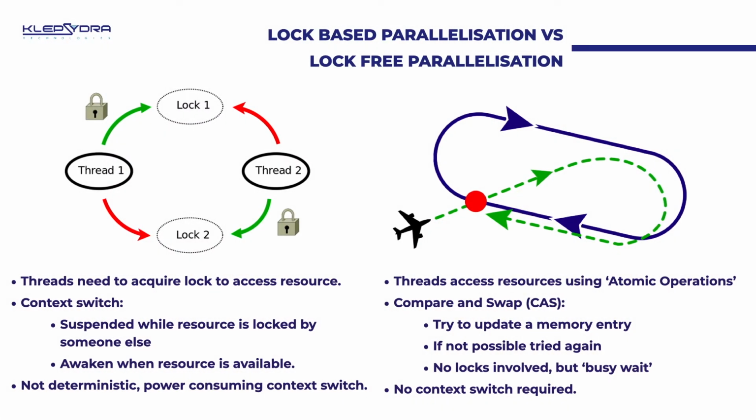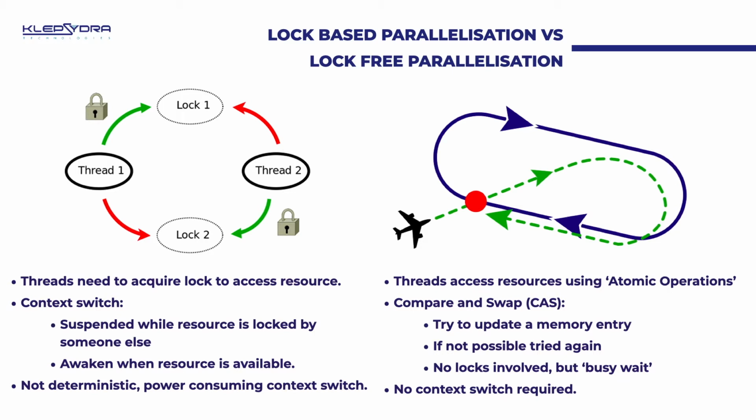So how does this work? Instead of a standard lock mechanism, where you wait for a resource to be free, while you are waiting your thread is suspended. When the resource is free, the thread is awakened. All this process of suspending and awakening requires something called a context switch. These context switches are done by the operating system and are quite processing consuming, power consuming, and more importantly, they are not deterministic at all.